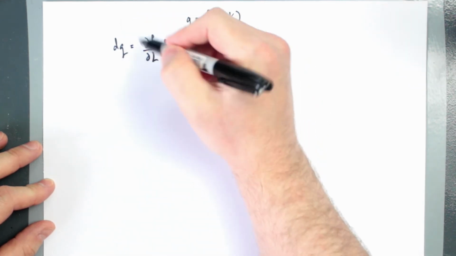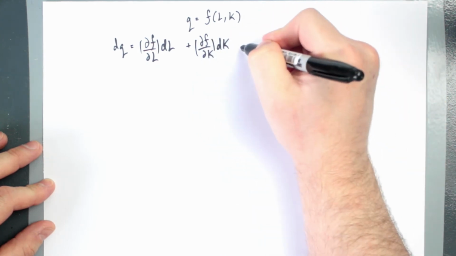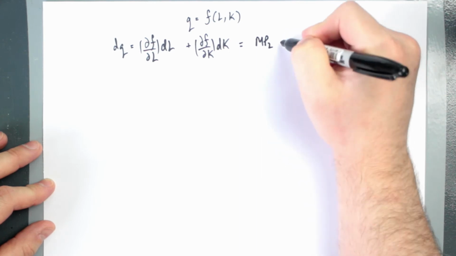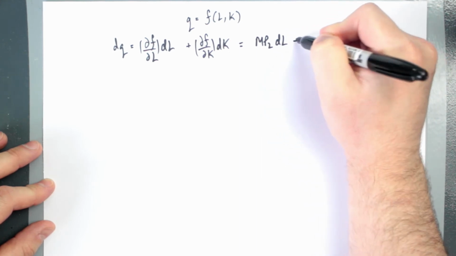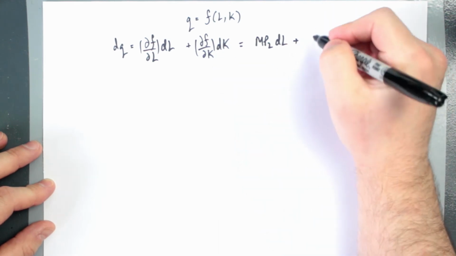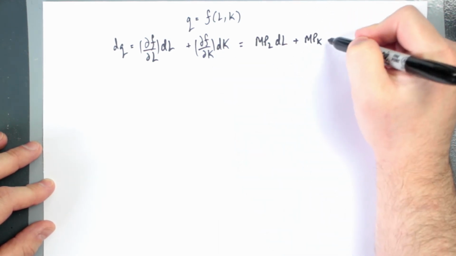And of course we gave these particular partial derivatives names. We called this the marginal product of labour multiplied by dL, plus, and this partial derivative of f with respect to capital we called the marginal product of capital. Okay, so that was from the previous lecture.